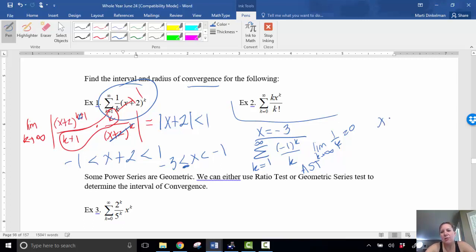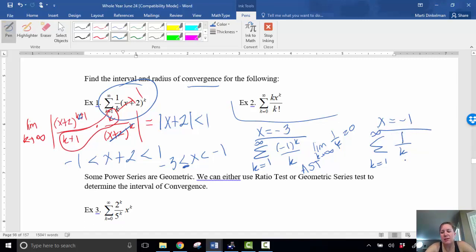So let's check now -1. So if I plug in -1, this is going to become a (+1)^k and a k. So a (+1)^k, well, that's always just going to be a 1. So I really could just call this a 1 in the numerator.